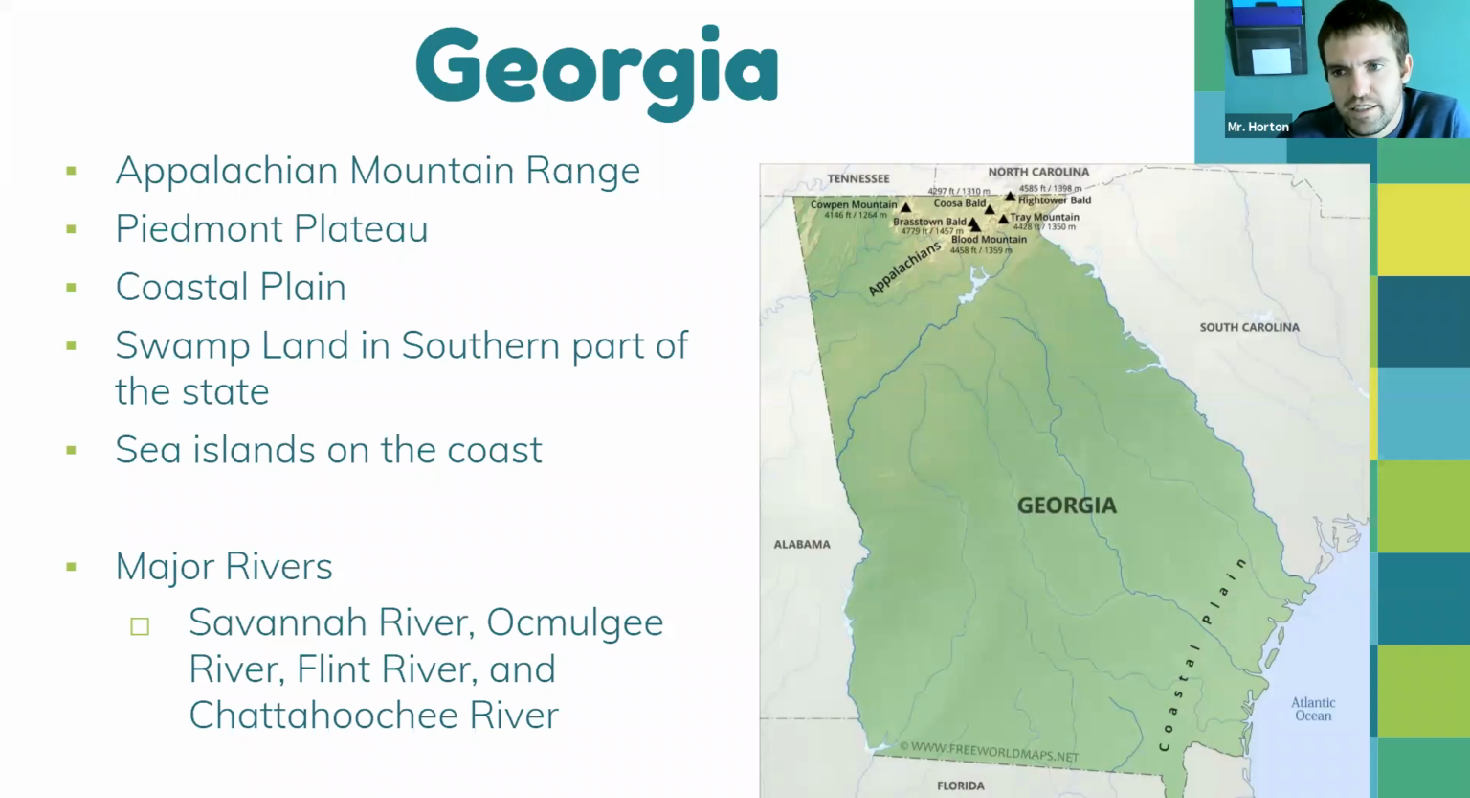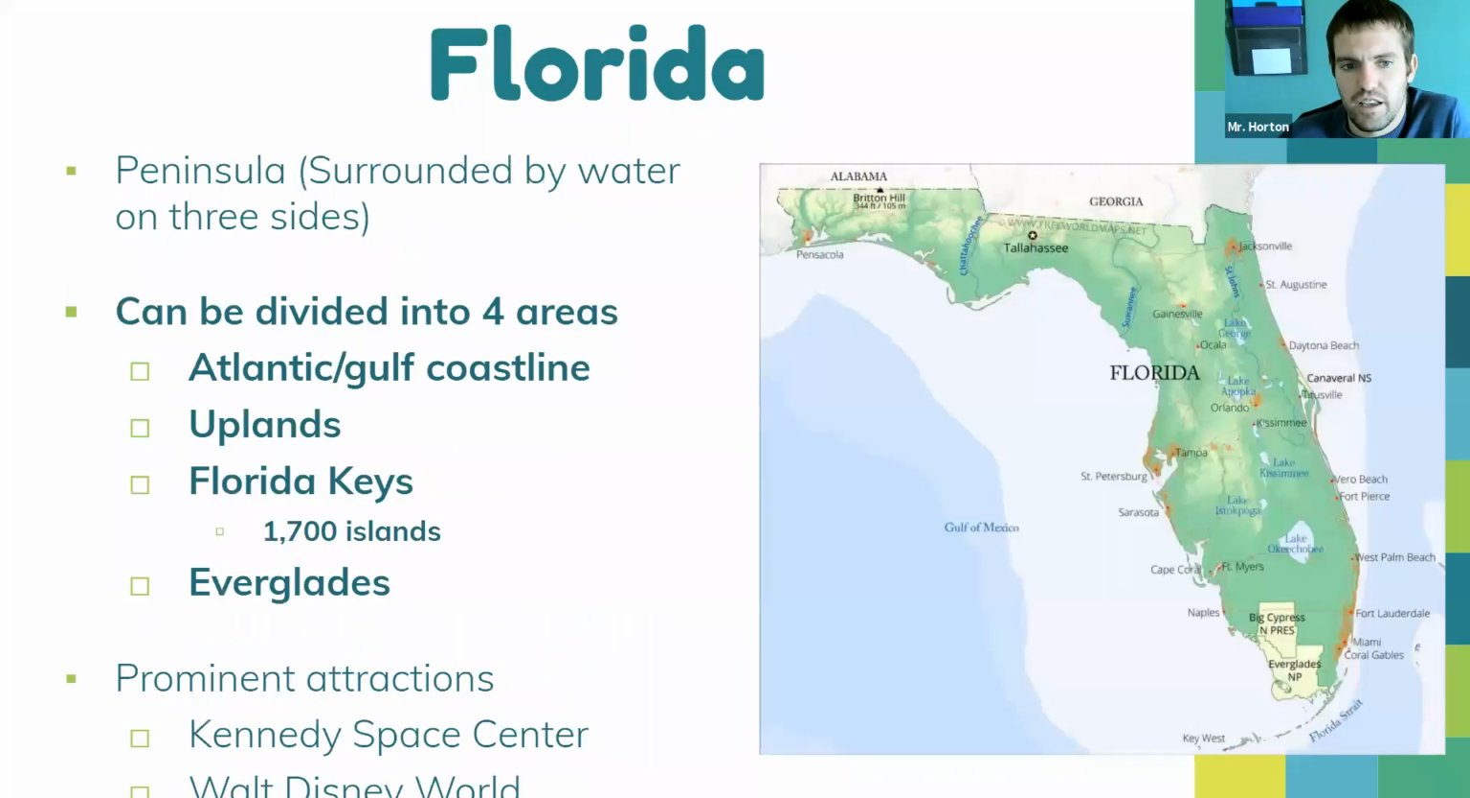And then our next state is the state of Florida. With Florida, all you need to put down is Florida is a peninsula. That's the first bullet point there. Remember, this map does a really good job of showing a peninsula.